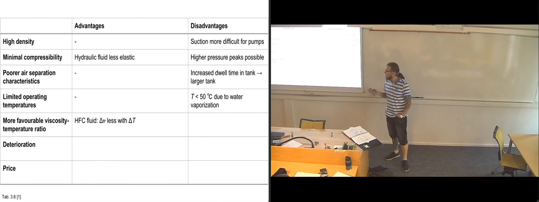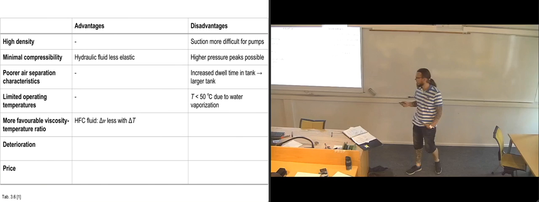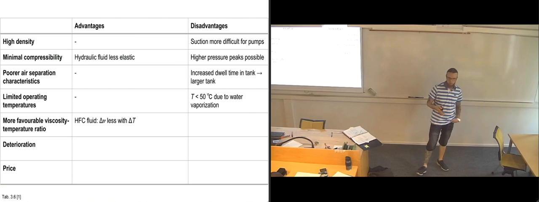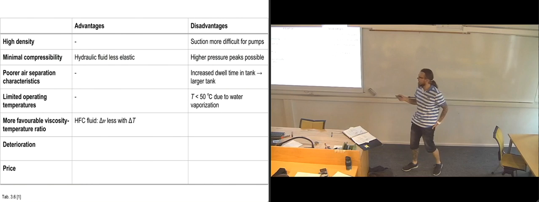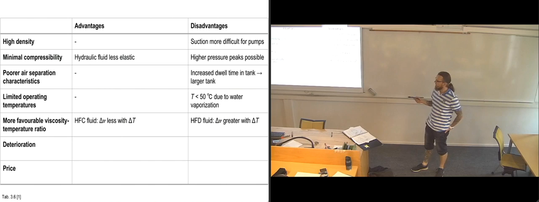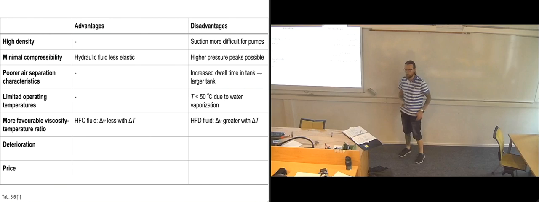More favorable viscosity temperature ratios. There is an advantage to HFC fluids. We get less kinematic viscosity difference with increased temperature differences. So the kinematic viscosity will change less as the temperature changes. So that's good for the HFC fluid. The disadvantage, if we have more favorable viscosity temperature ratios, is for HFD fluids, where we will actually get the opposite, so we will get more kinematic viscosity difference as the temperature is increased.